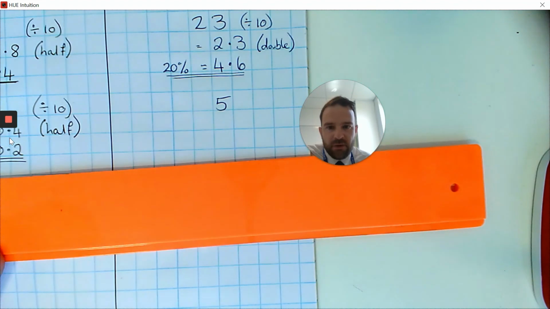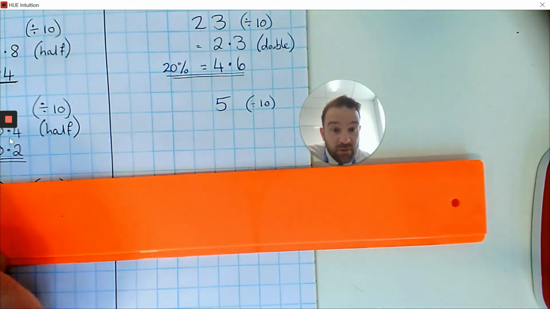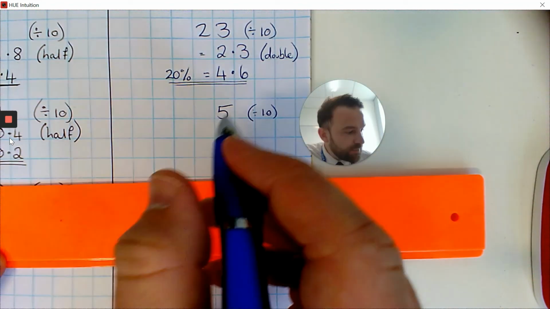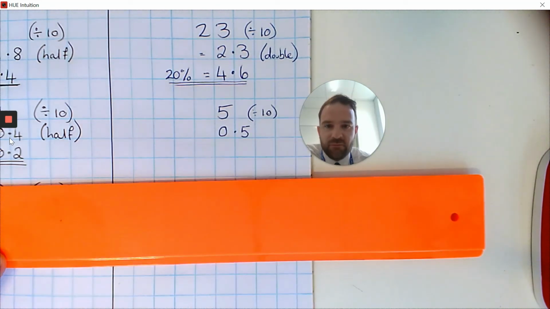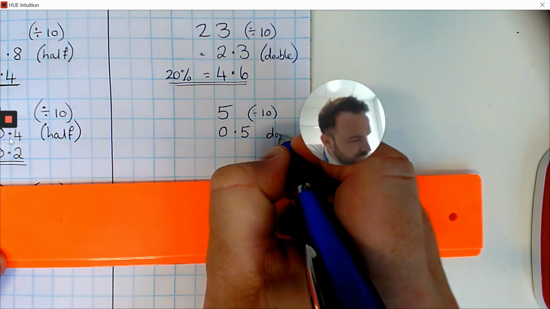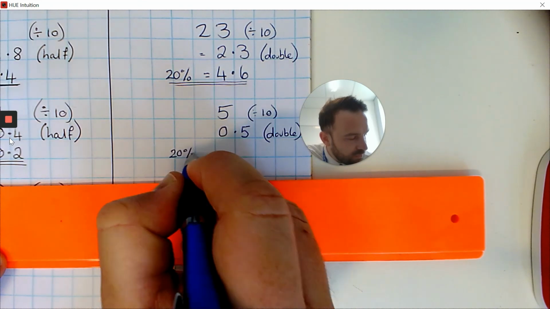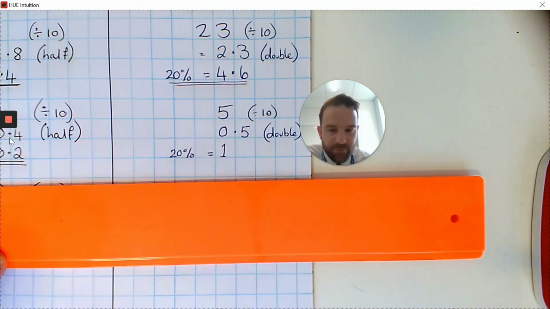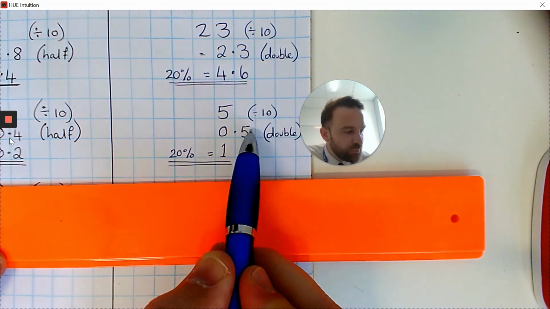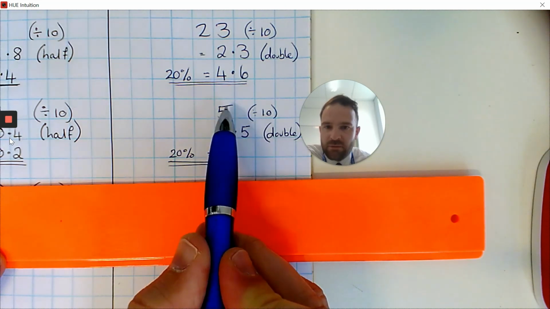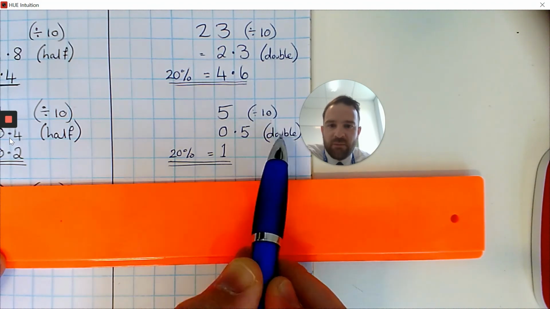Okay, third example, 5. So first step, divide by 10 to find 10%. So 5 divided by 10 is 0.5. So 0.5 doubled gives me an answer of 20% equaling 1. Don't forget, we double this answer. We don't go back to the start and double this one. Okay, we divide by 10 to find 10%, and then we double our answer.